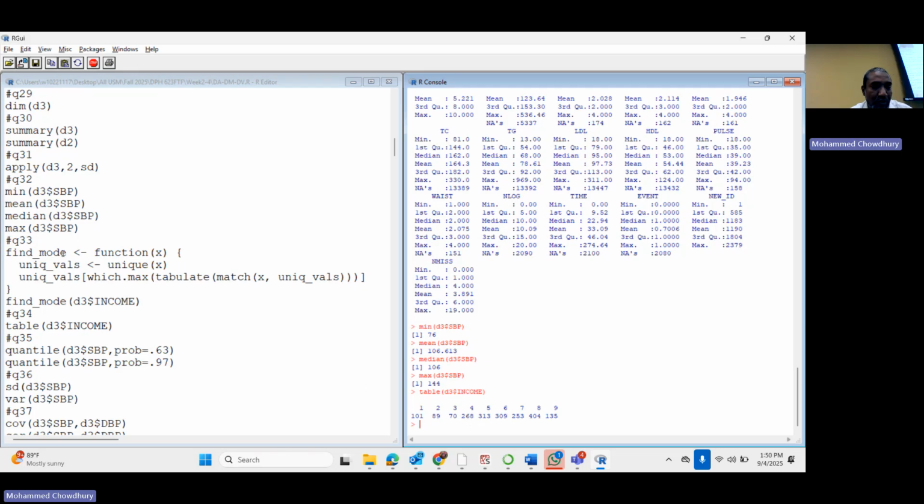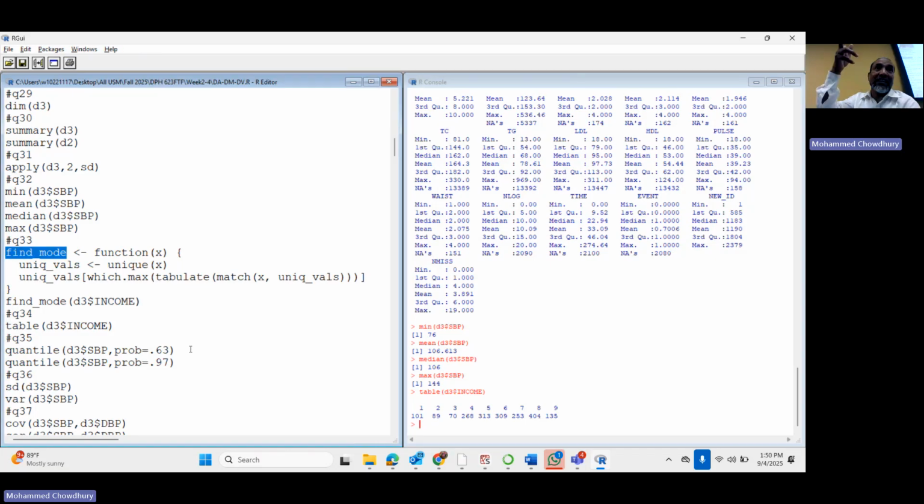I showed you in class how to write a function. Find_mod is the name, and then function of x. Then I'm finding unique values, unique x. Then which.max, so I tabulate the match of x and its unique values, and I find the maximum.